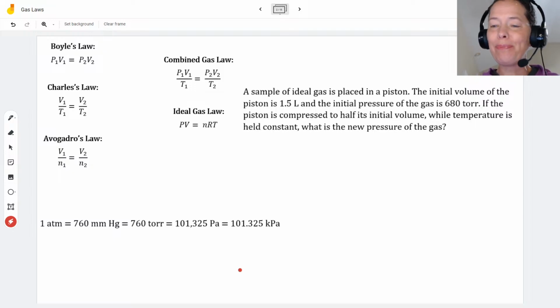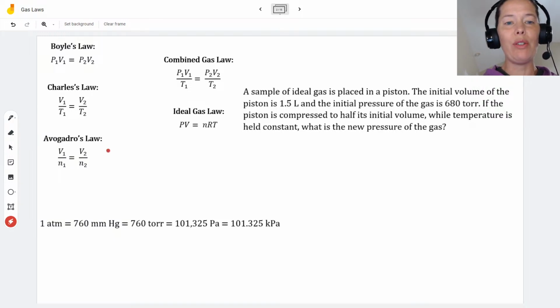Okay, now that we can read the problem without my face being in the way, let's go ahead and read our first problem. It says a sample of ideal gas is placed in a piston. The initial volume of the piston is 1.5 liters and the initial pressure of the gas is 680 torr. If the piston is compressed to half its initial volume while the temperature is held constant, what is the new pressure of the gas?